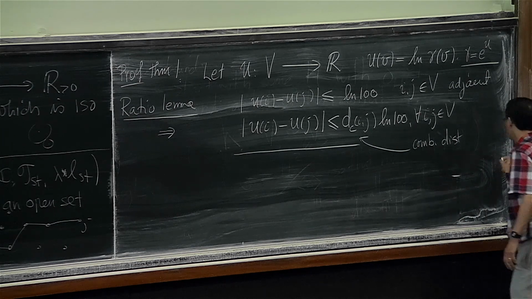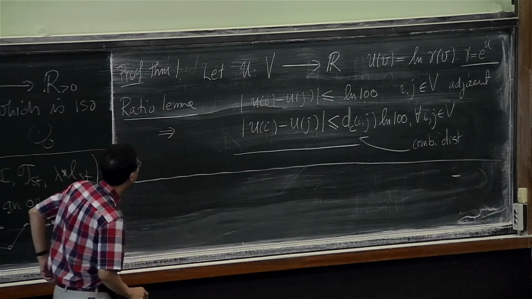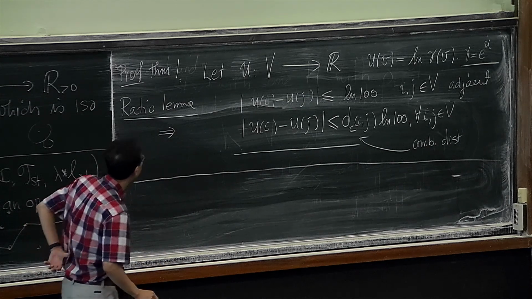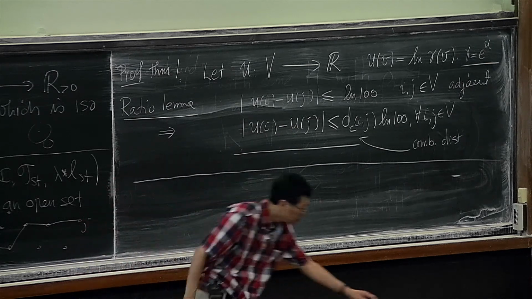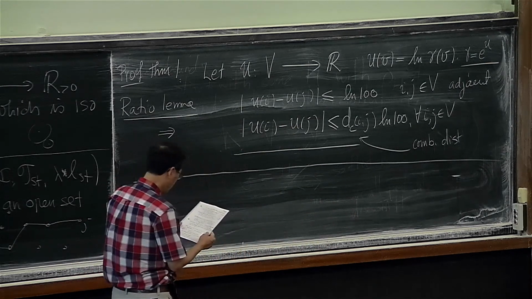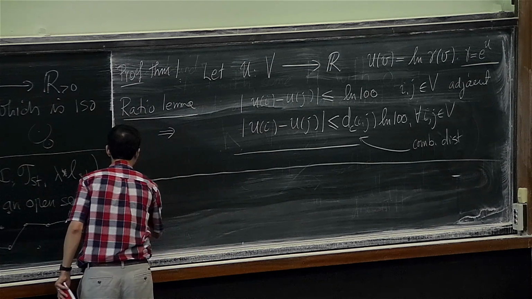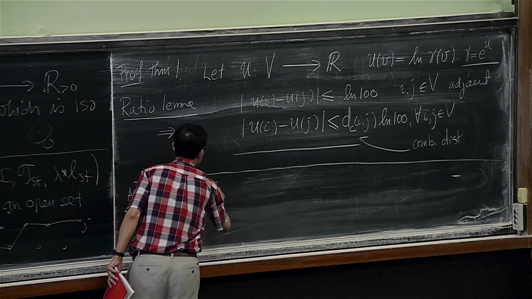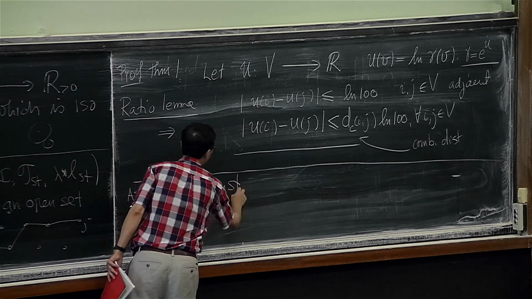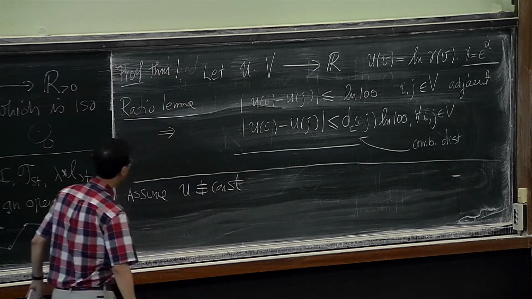Okay. So that's that. And now what we want to prove is really that u is a constant, and so the difference will be 0. Okay, so let's assume u is not constant now. So I'm going to derive a contradiction now. Assume u is not a constant, and I'd like to derive a contradiction.